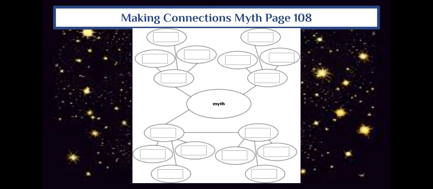What is a story that explains how something came to be? A myth, and we wrote myth in the center circle. A myth is an explanation of how something came to be. It is a story that is passed down over generations. And so diagonally to the left above that, we're going to write story.